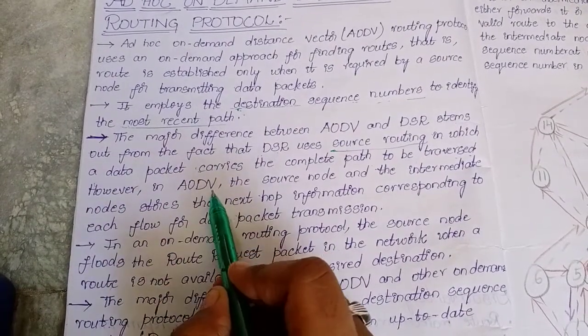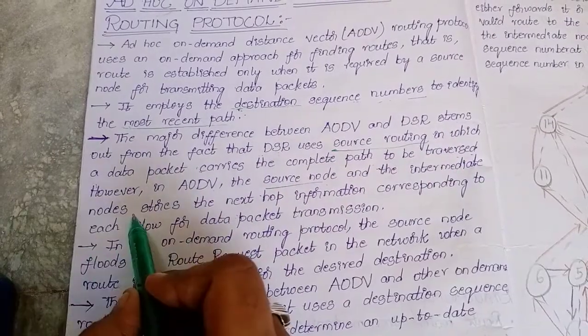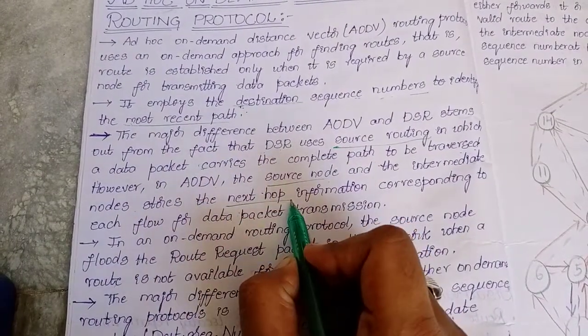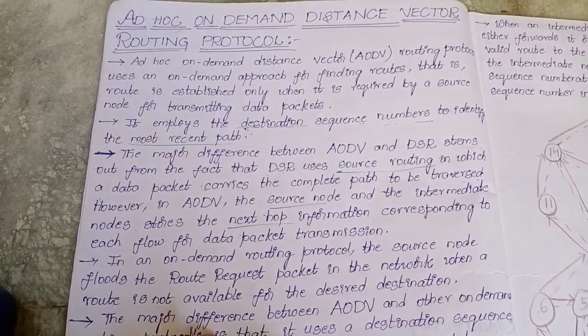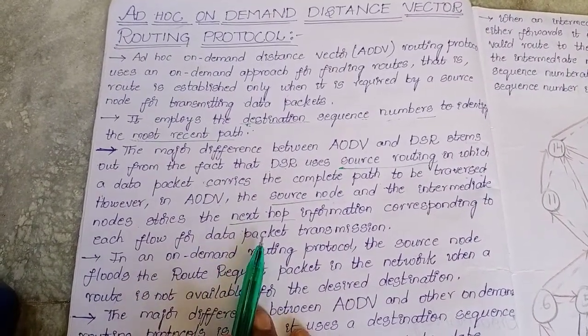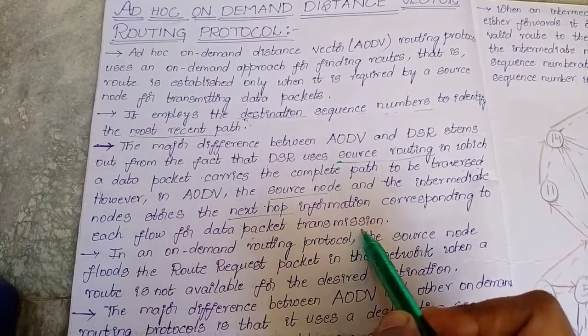However, in AODV, the source node and the intermediate nodes store the next hop information. Next hop means whether it may be a single hop or a double hop. It stores the neighboring nodes' information corresponding to each flow for data packet transmission.